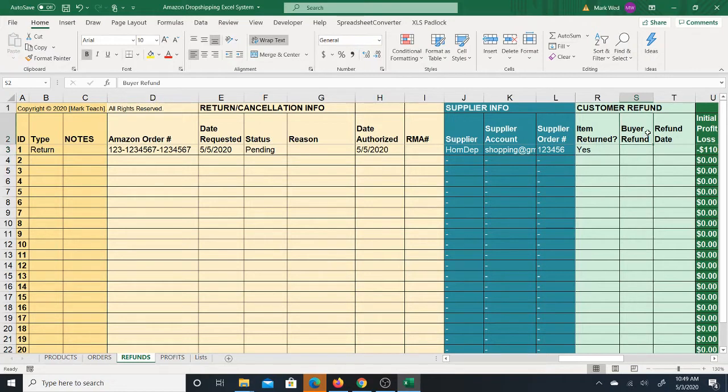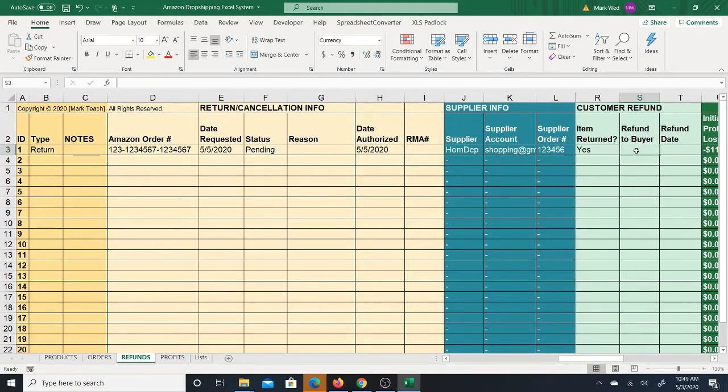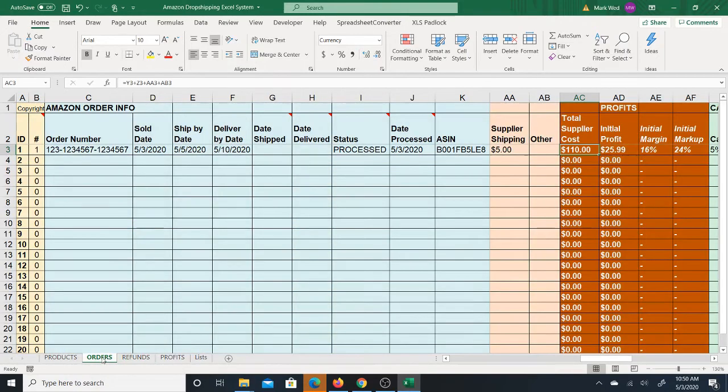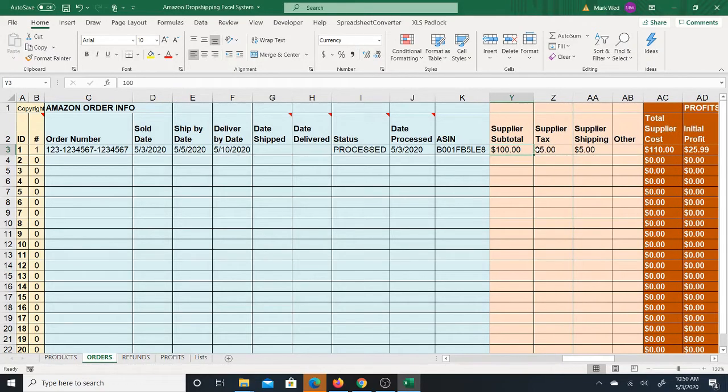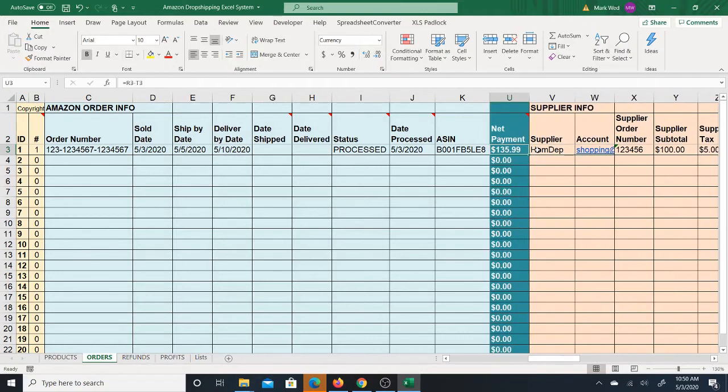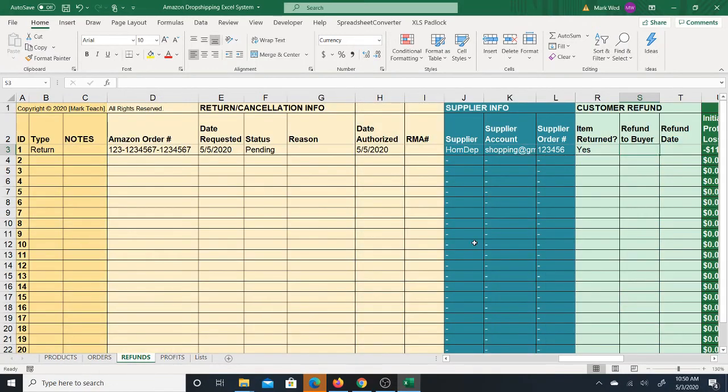I'm going to rephrase this, so it'll be updated on your copy. It might be a little more clear that way. Your refund to the buyer is going to be actually what you got paid for the item. Your net payment, not the fees and all that. So just the net payment of $135.99.